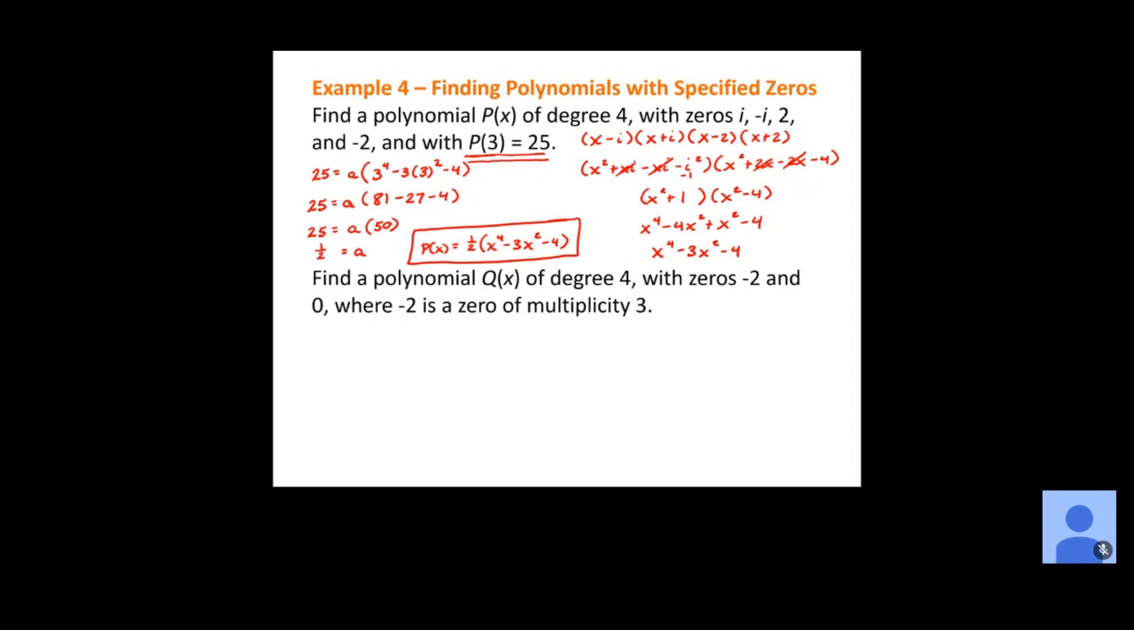All right. Let's take a look at this next one now. So q of x has a degree of 4, and its zeros are -2 and 0. And then they tell us that -2 has a multiplicity of 3. How are we going to start this one now? Good. So what are the factors going to be this time?